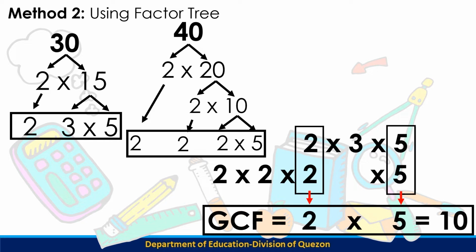Let us see. We have the same numbers here, the 2 and the 5. So when we multiply the 2 and 5, it will be equal to 10. So meaning the GCF here is the number 10.